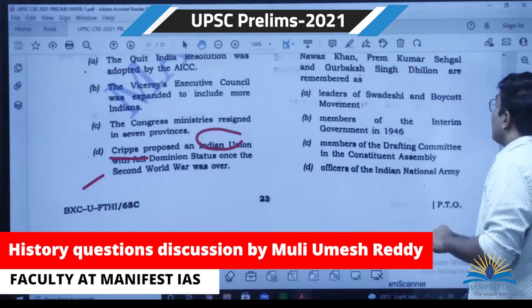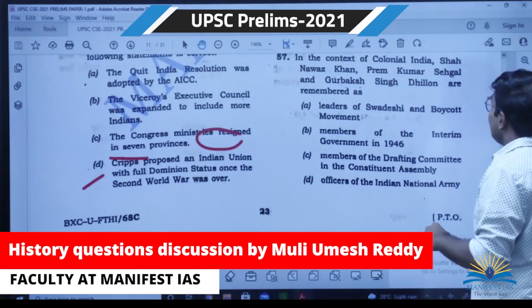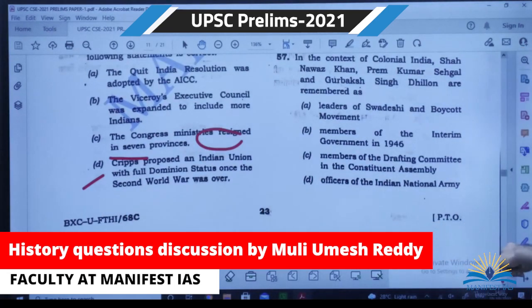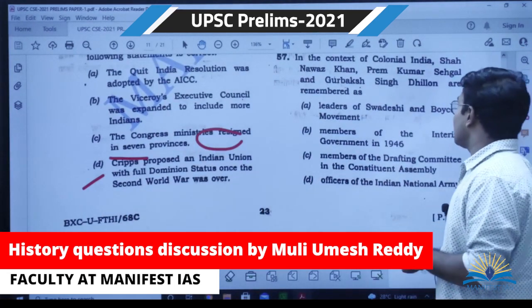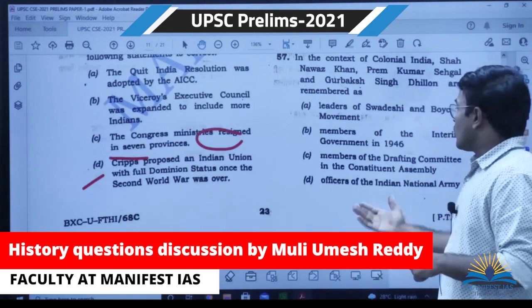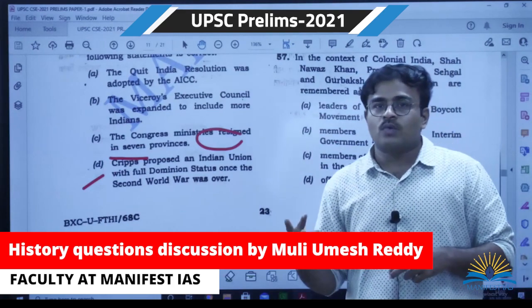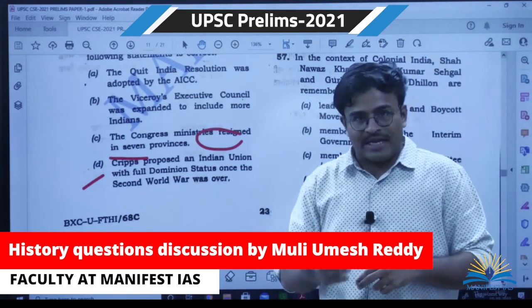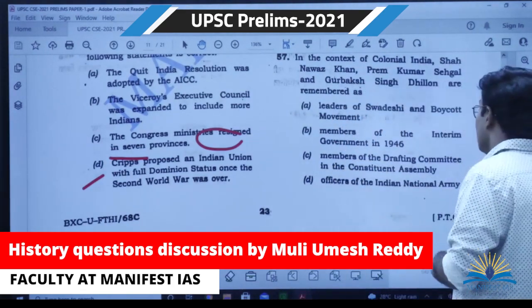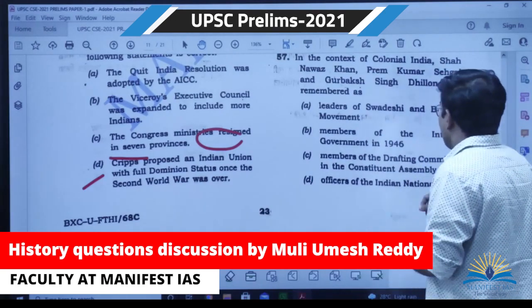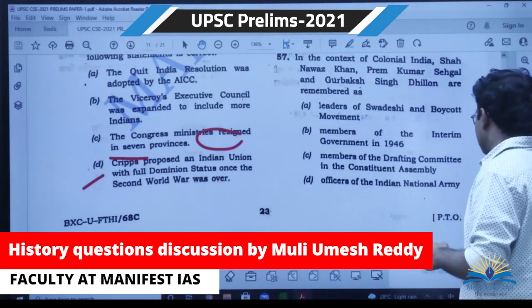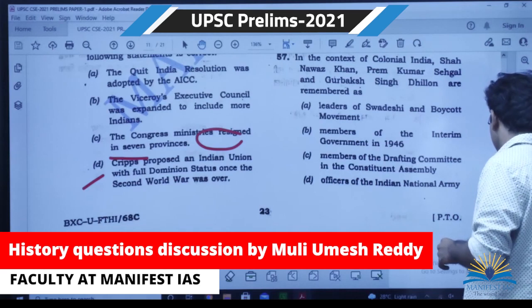Then, in the context of Indian history, or in the context of colonial India, Shah Nawaz Khan, Prem Kumar Sehgal, and Gurbaksh Singh Dhillon are remembered as officers of the Indian National Army under Subhash Chandra Bose, and they were the 3 officers who were tried under the Red Fort trials. So the answer for this question, with respect to officers of the Indian National Army, is D. Next question.